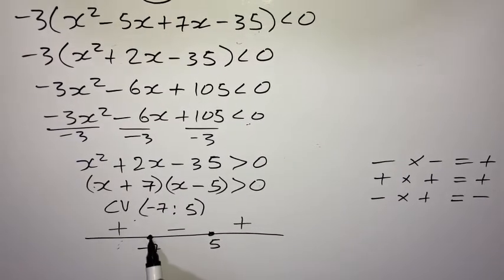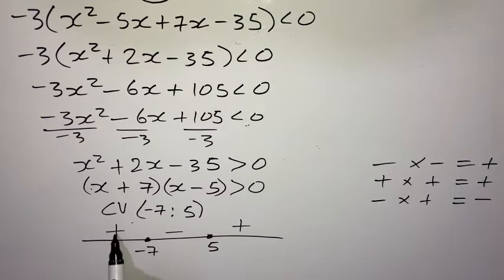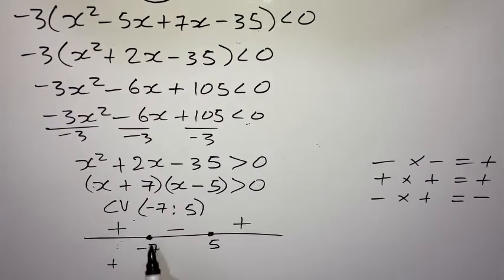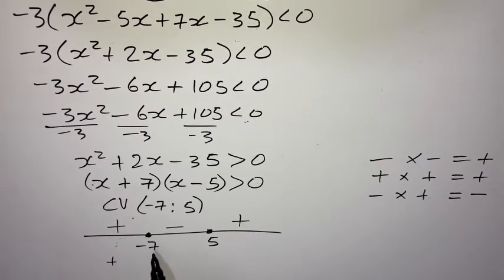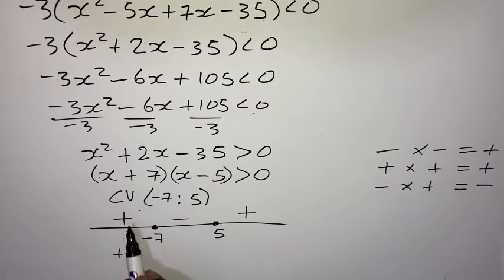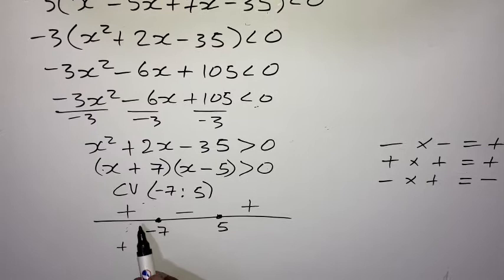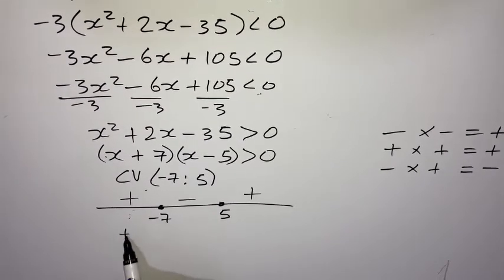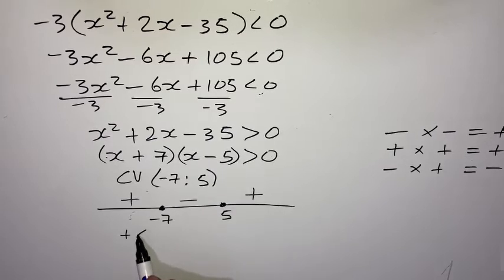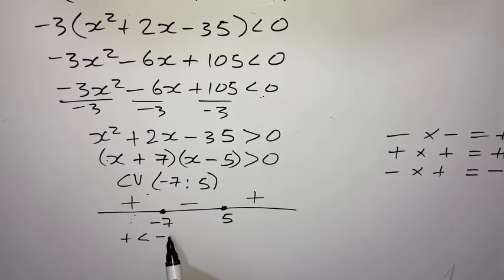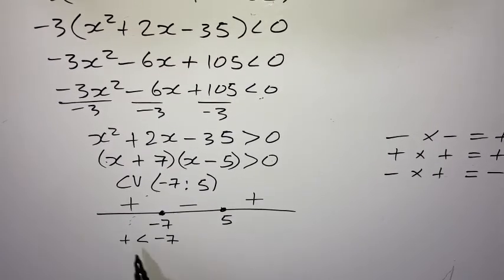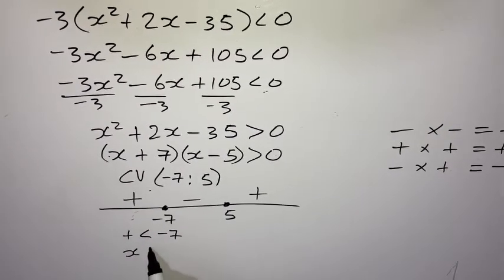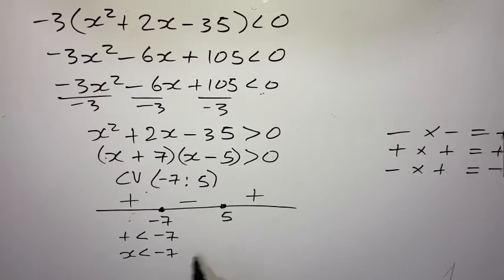Then I go on to check on my number line. My positive, this positive, where is it in reference to -7? So you check your positive, is it on the left or right of -7? So this positive, it's on the left. I point to the left. Left of what? -7. Of which this positive is actually referring to your x being less than -7.